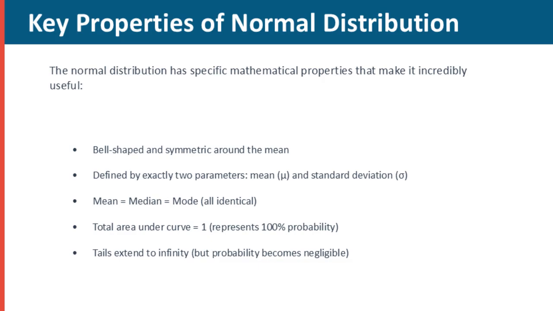Fifth, the tails extend to infinity, but probability becomes negligible. Theoretically, nothing is impossible. You could be 10 feet tall, but practically the probability of you being 10 feet is so small that it's close to zero. This is why we say data is approximately normal, even though theoretically it can extend infinitely. These properties combine to make normal distribution incredibly powerful.